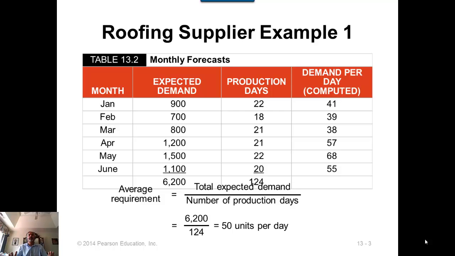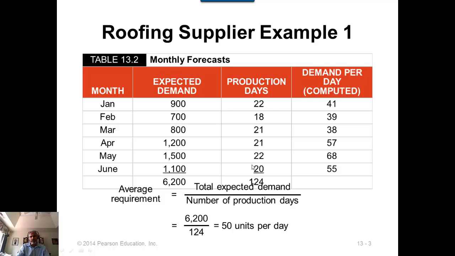Now let's look at an example, a worked out example. This is from your textbook. So we have 6 months, we have the expected demand, the forecasted demand. Then in this example we have the number of production days for each month.